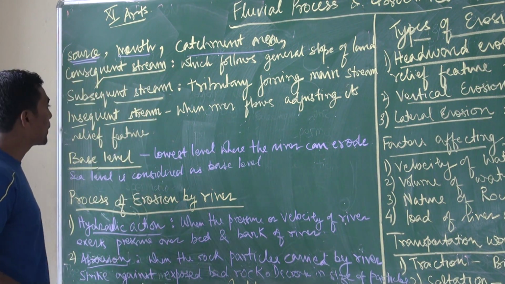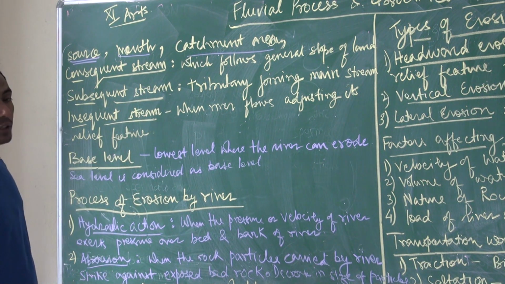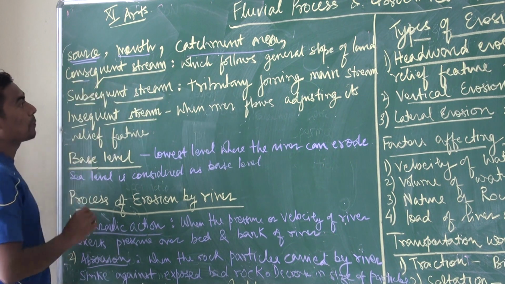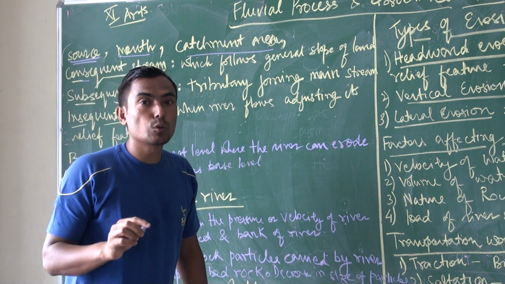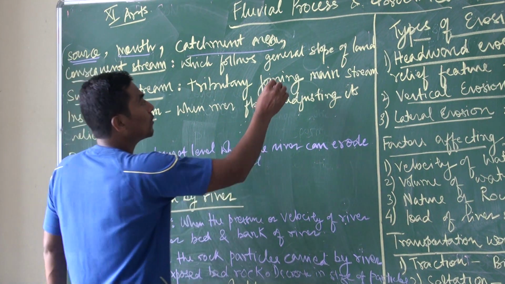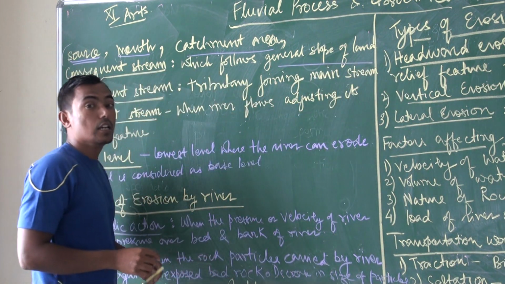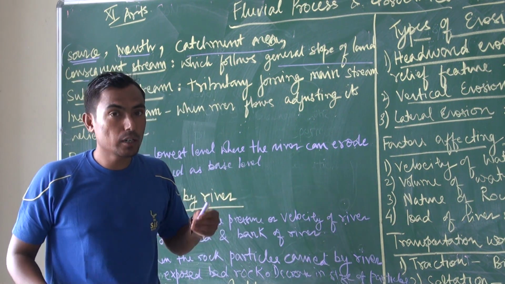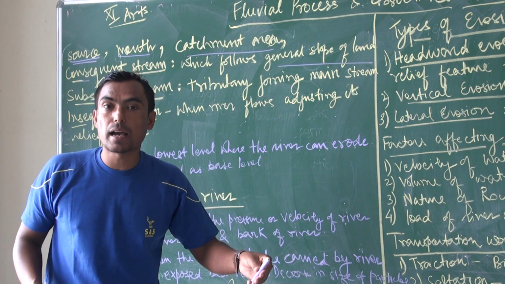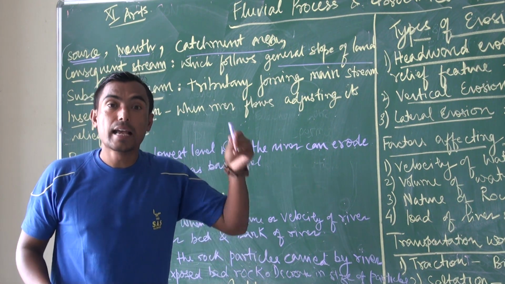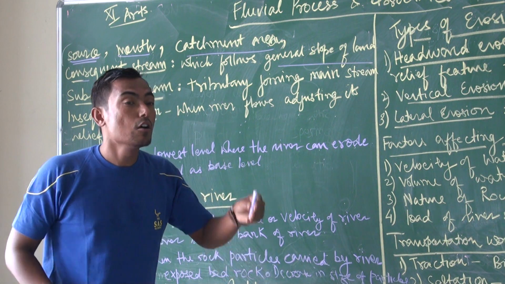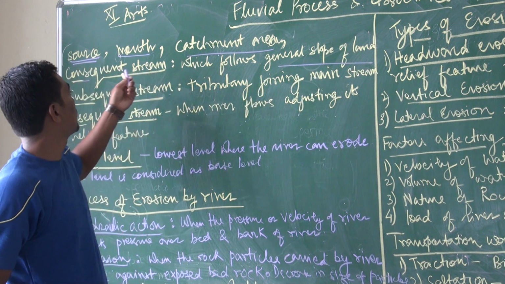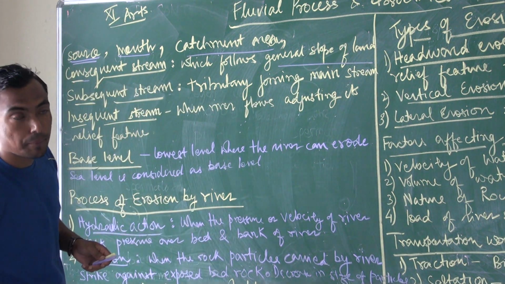Now, there are three different types of streams. These streams are very, very important. First is consequent stream. Consequent stream means those streams which follow the general slope of the land. It means that the water always flows from higher elevation towards lower elevation. So if that water follows the general slope of the land, that stream is called a consequent stream.